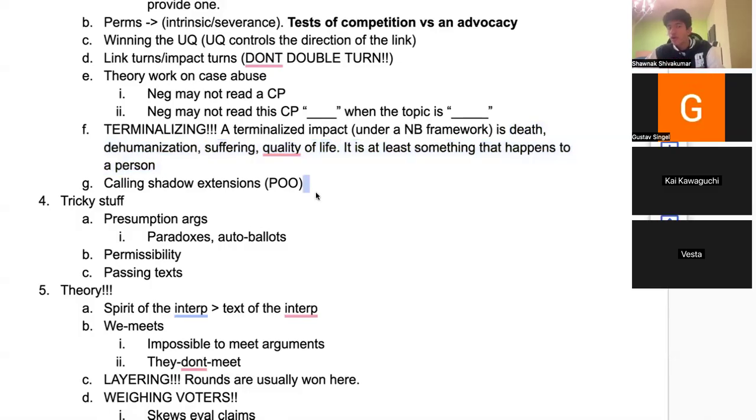Shadow standards are new, so call them POs. If they bring up something in the first speech and then their last speech, but don't bring it up in the middle, call it out. The way you call the PO is point of order, stopping time. This argument is a shadow extension brought up in the first speech, never extended in the second speech, and then brought up in the final speech.